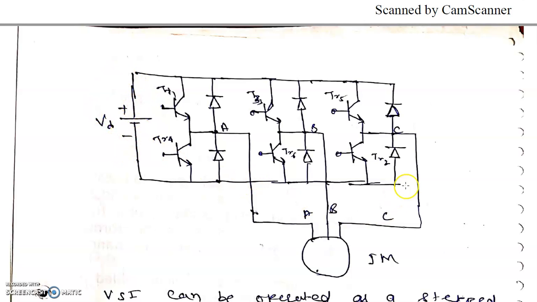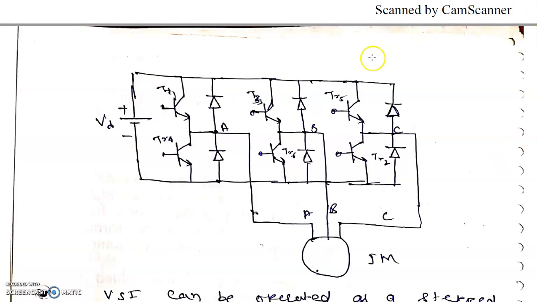This is the voltage source inverter VSI scheme using thyristors. There are six thyristors: T1, T2, T3, T4, T5 and T6, and the output of this voltage source inverter is a stepped wave. So the frequency can be controlled by controlling the VD.